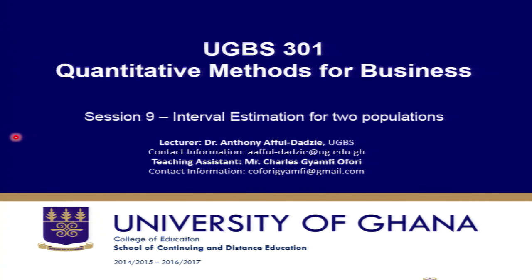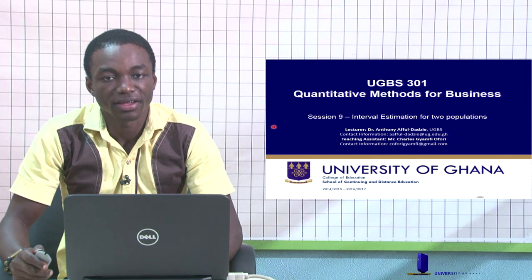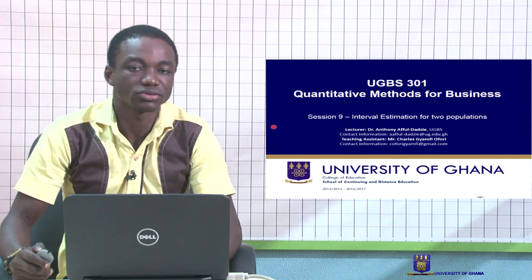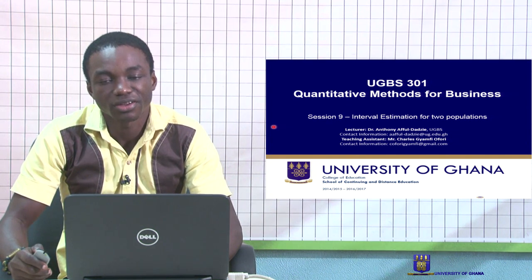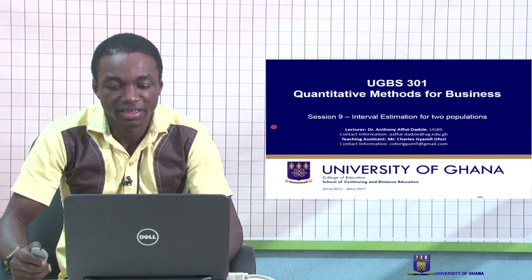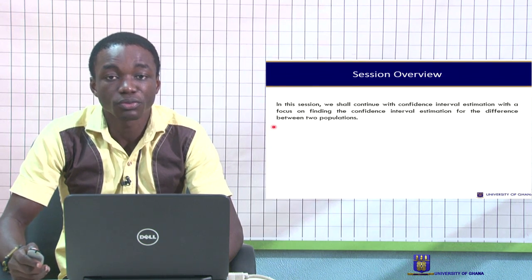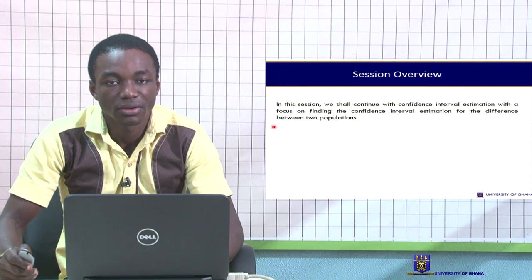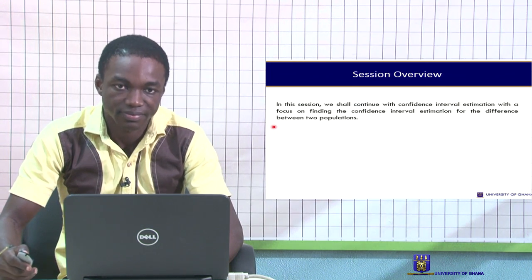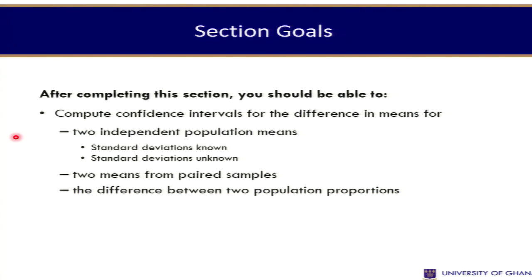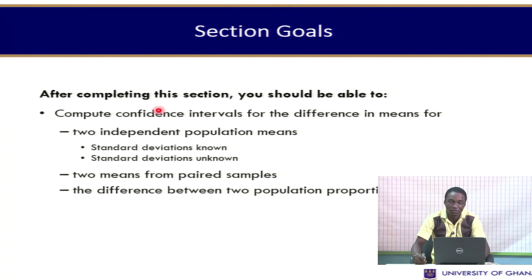Welcome to session 9 of UGBS 301. In our previous sessions, we looked at interval estimation for a single population and also for proportion. In this session, we would continue with confidence interval estimation with a focus on finding the confidence interval for the differences between two proportions.